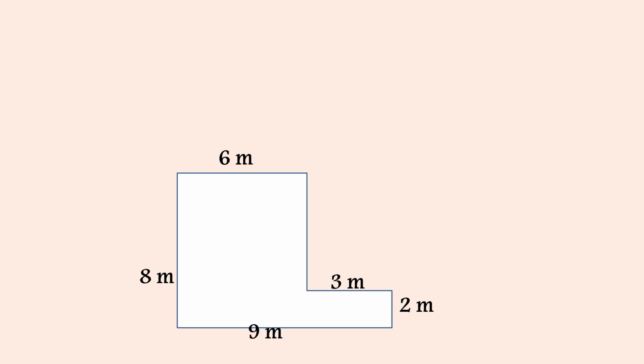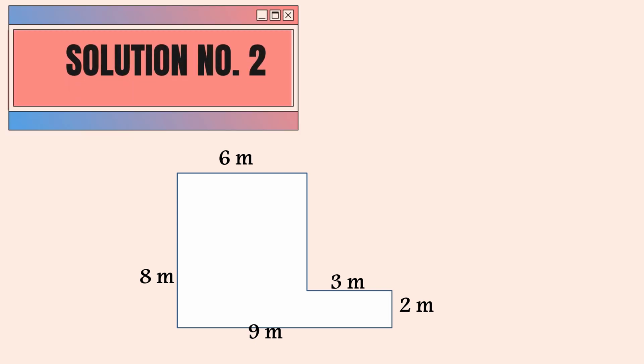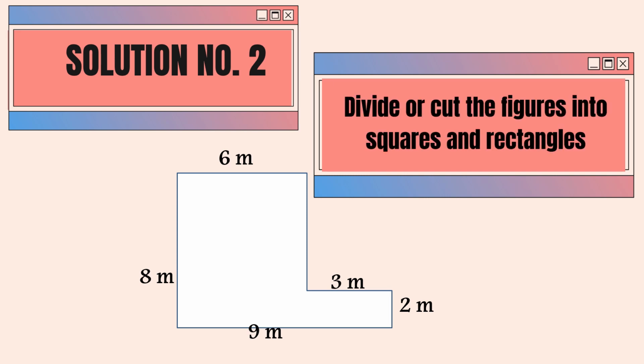Okay, so we have here another option on how you are going to get the area of this irregular figure. We have here solution number 2. We're going to follow again the steps on how to get the area of this irregular figure. Divide or cut the figures into squares and rectangles. So you can cut this irregular figure this way.